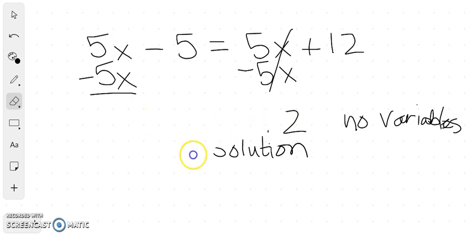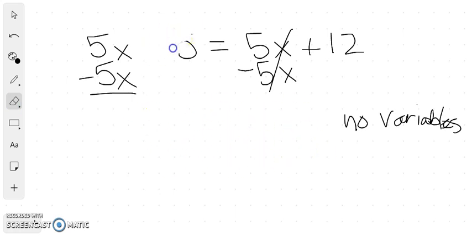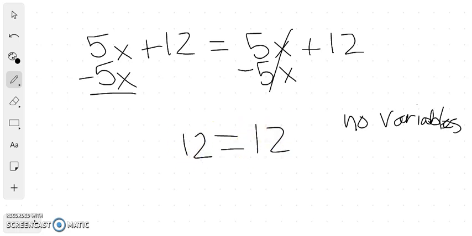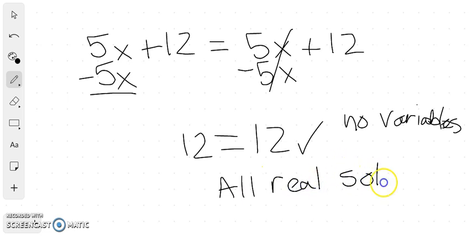Let's change this one more time. And instead of starting with negative 5, let's start with positive 12 here. So now when we do our steps, we still take that negative 5x and subtract it from both sides. What we're left with is 12 equals 12. Even though the variables canceled, we still have no variables. This time we're left with what we call a true statement. 12 does equal 12. That makes sense. This means whatever number we use, it would work. So this is called all real numbers as our solution. We could plug in any number and it would solve this problem.